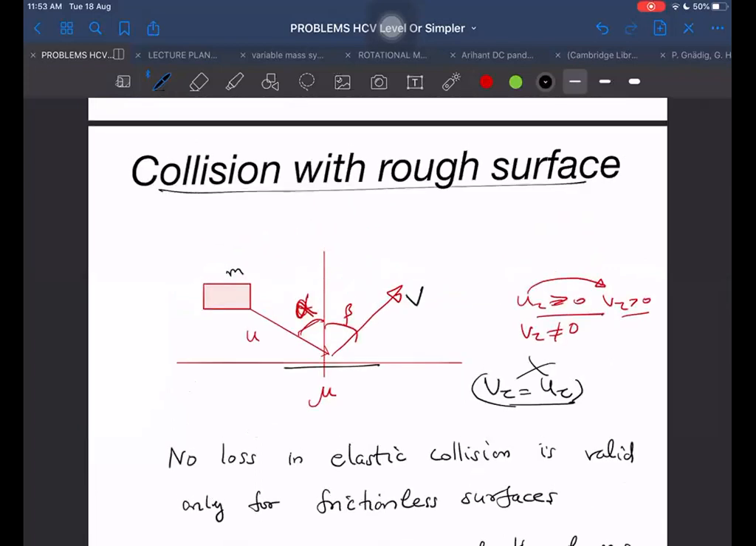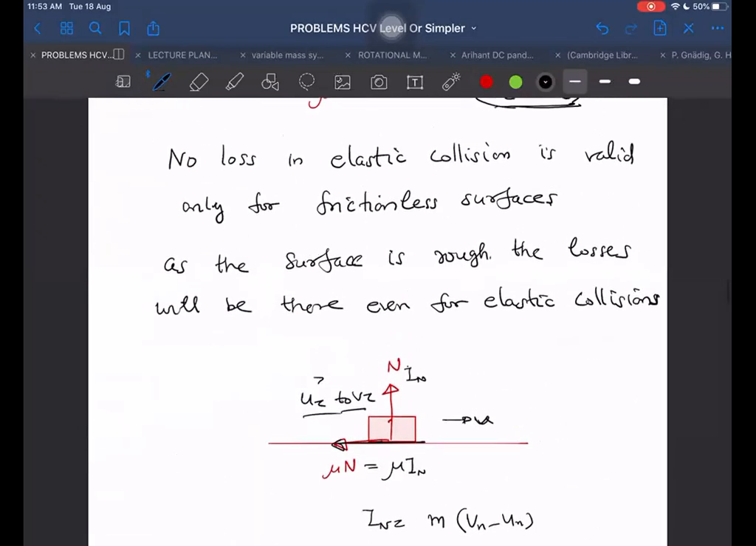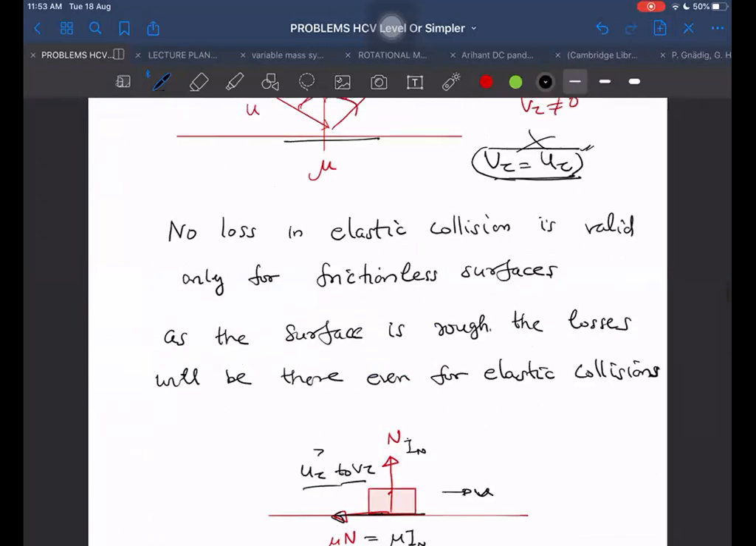And I wanted to tell you one more thing. Don't get this habit of putting v tau equal to u tau always without seeing. See first whether the collision is elastic, or whether the surface is rough or it is having friction. Okay. Next.